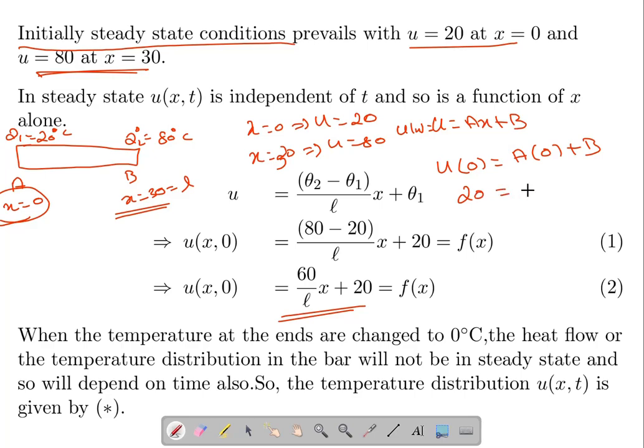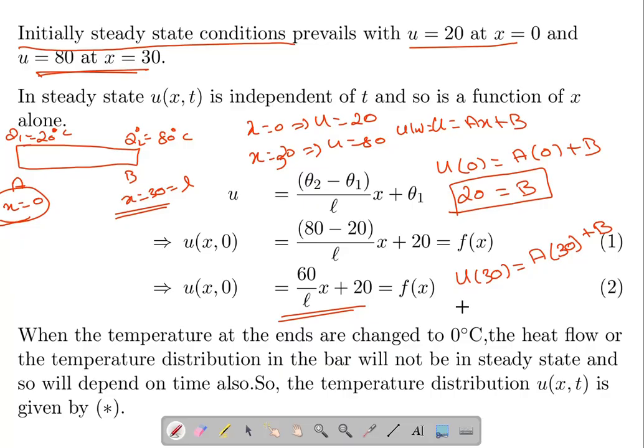Therefore 20 is equal to b. So b is equal to 20. So we need to find a. Our next point is when x is equal to 30. So u of 30 is equal to a into, instead of x we replace 30, plus b.